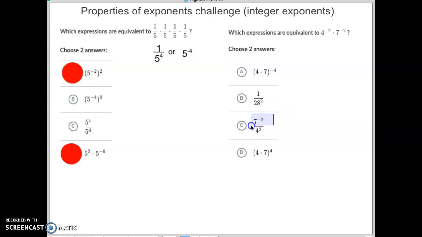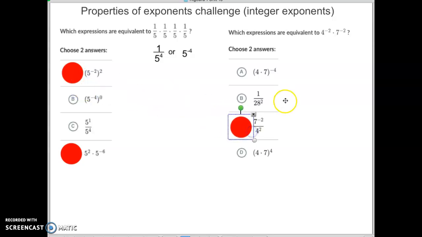I think this one makes good sense. You have 7 to the negative second on the top, which comes from right there, and then 4 to the positive second on the bottom, because when we move this one from the top to the bottom, the power becomes the opposite. So the opposite of negative 2 would be positive 2. So we will give a nice little dot to that one.